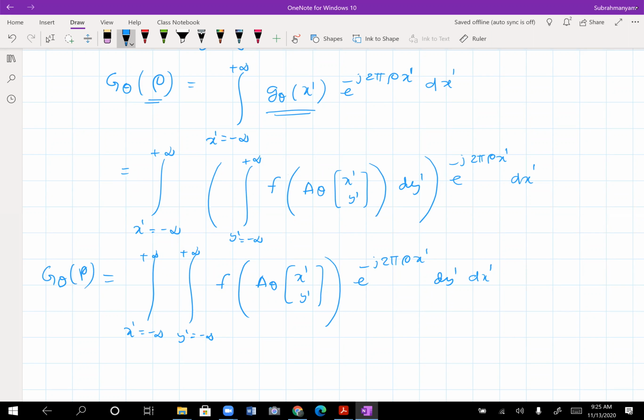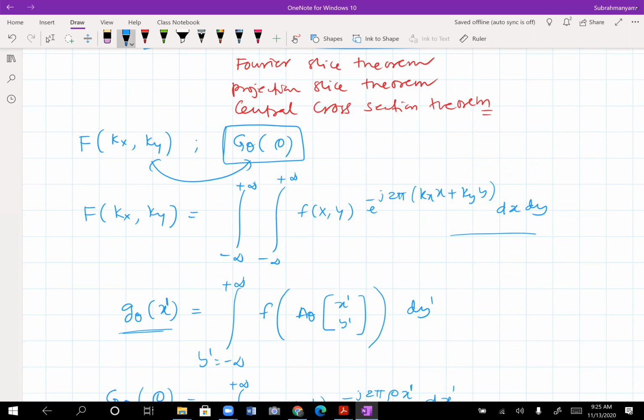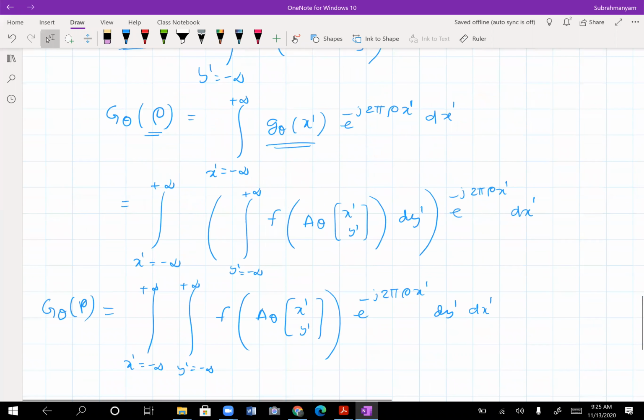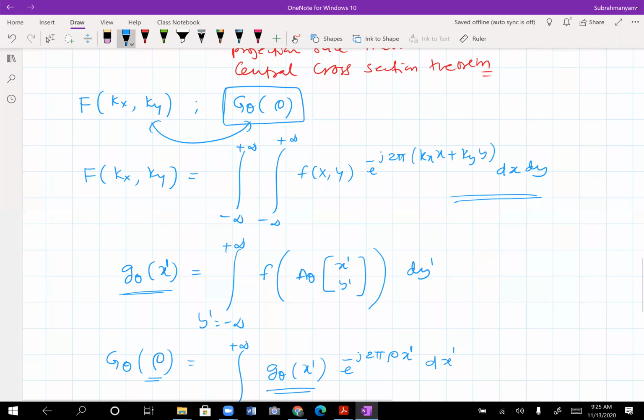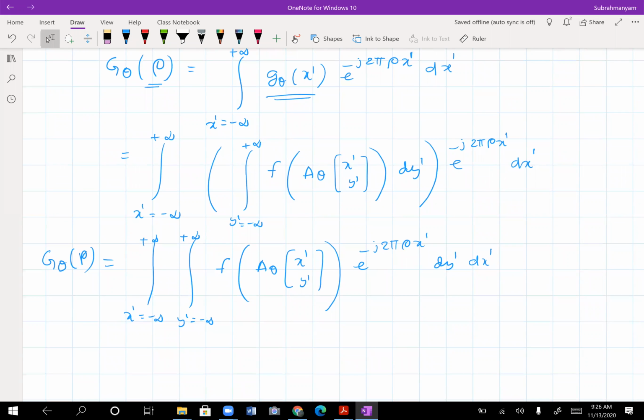Such that g theta of rho, somehow we have to express it in terms of this way, right? What should we do now? What kind of thing should we be doing now? How can you achieve that? This is your f of kx, ky. Okay, somehow you want to compare that with g theta of rho.